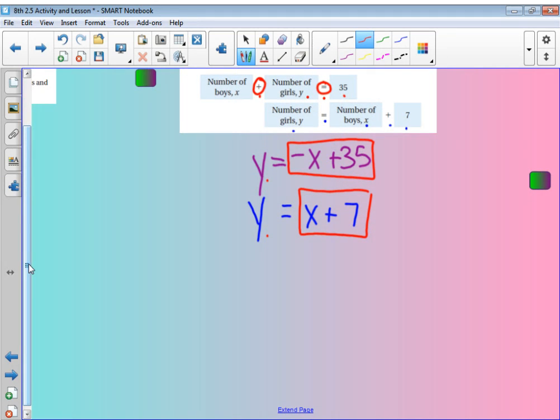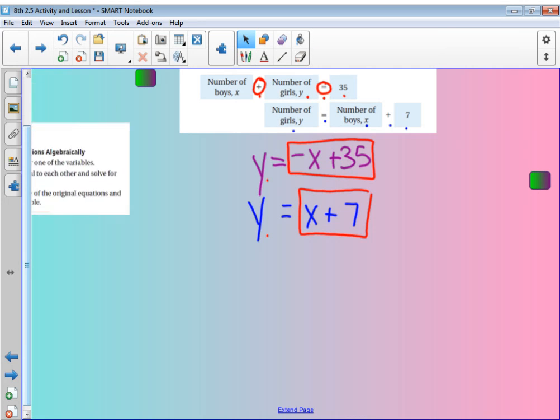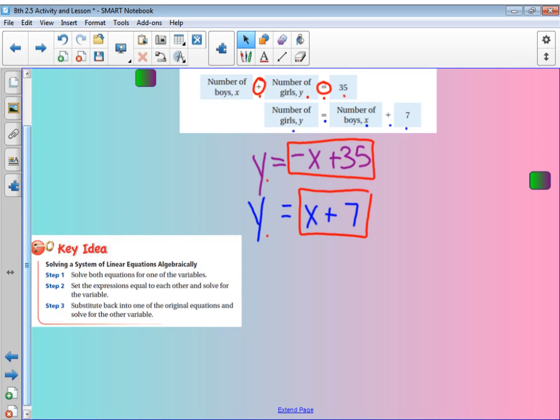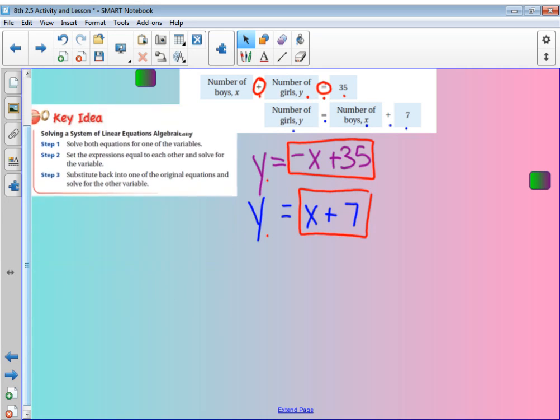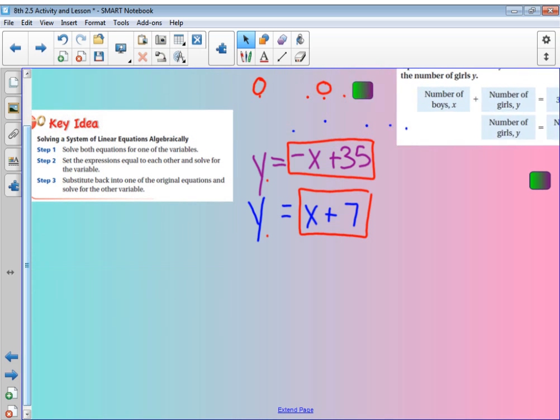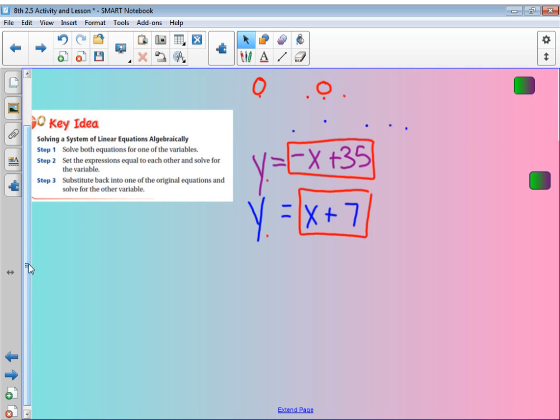The first step is we need to solve both equations for one of the variables. So here we chose to solve for Y. Our second step is we're going to set up the expressions as equal to each other. And then we're going to solve for that variable, so we'll end up solving for X first. Then we're going to substitute back into one of our original equations to solve for the other variable.